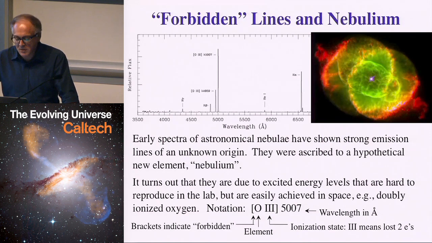You'll see the notation, just out of curiosity if you wonder where it's come from. Usually there is the element, in this case oxygen. Then there is a Roman numeral, and that's the ionization state. 1 is the neutral. Atoms did not lose any electrons. 2, they lost 1 electron. 3, they lost 2 electrons, and so on.